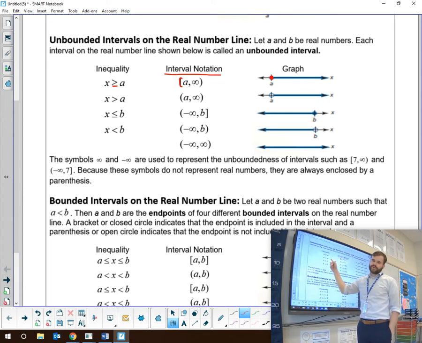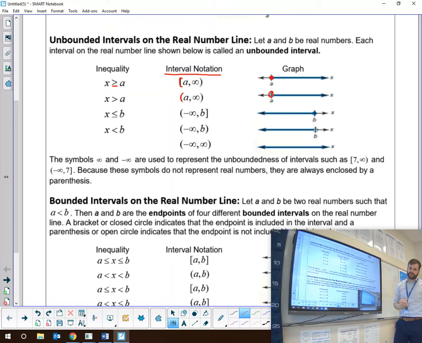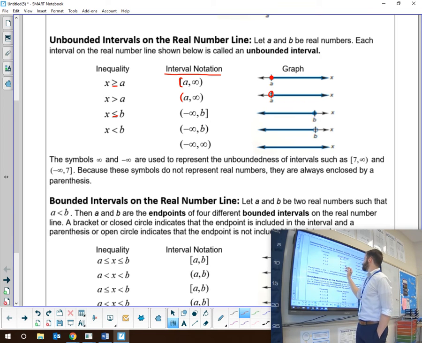But when it's just greater than and it's not equal to, that's where we use a parenthesis. And so we have an open circle as it goes off to the right. The same is true for the other directions. Whenever it is equal to, it is a bracket and a closed circle. And whenever it's just less than, we use a parenthesis and an open circle.